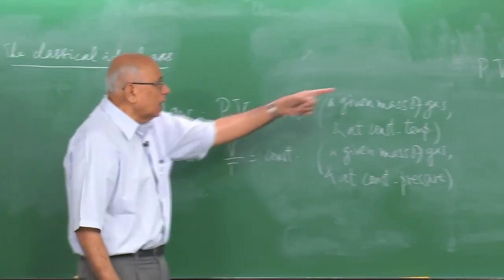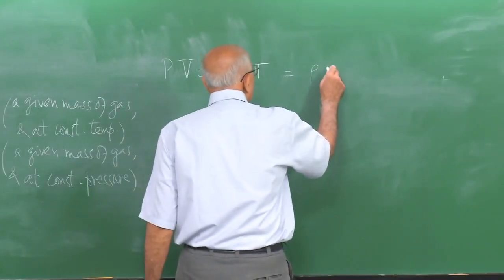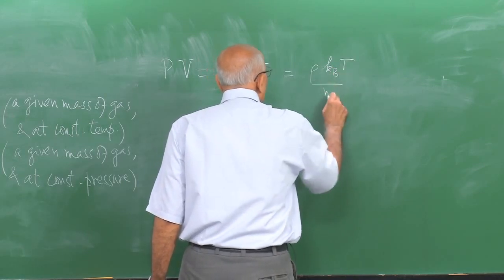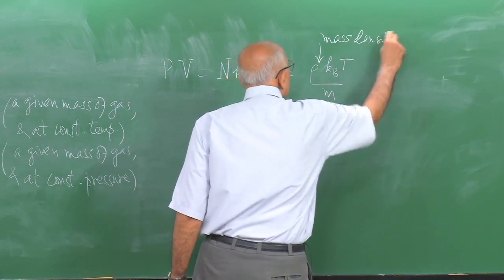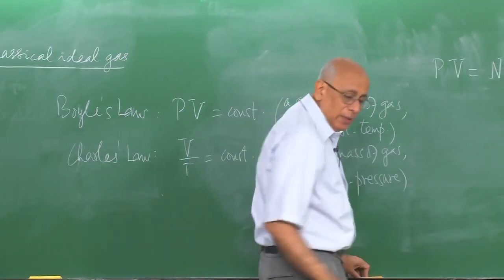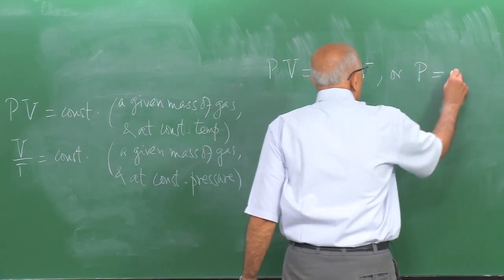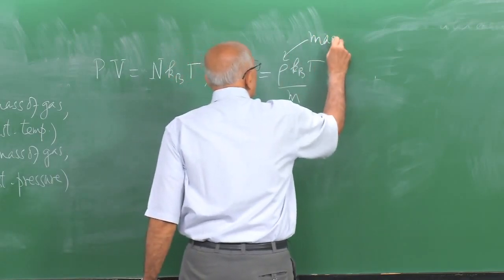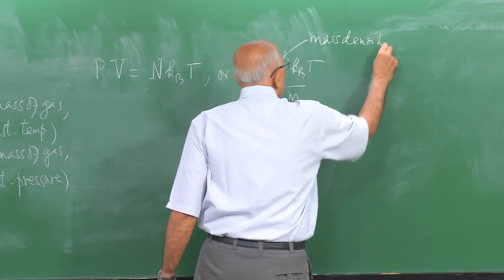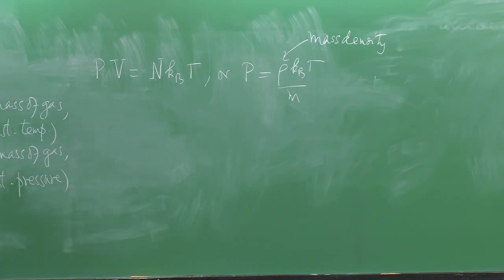So together these two laws led to this law, which, as I have already mentioned, could also be written as P equal to rho k Boltzmann T over m, where rho is the mass density. So the pressure is directly proportional to the density at a fixed temperature.